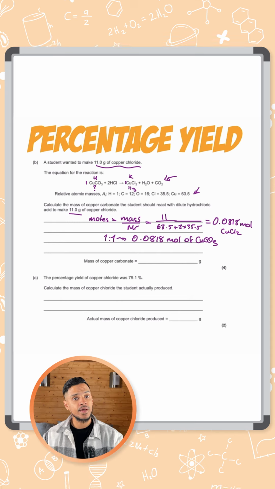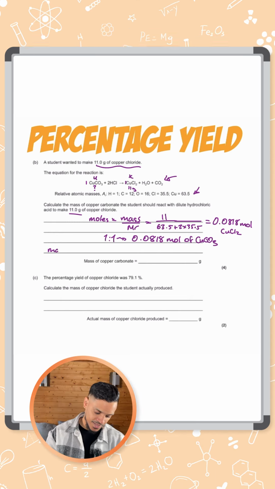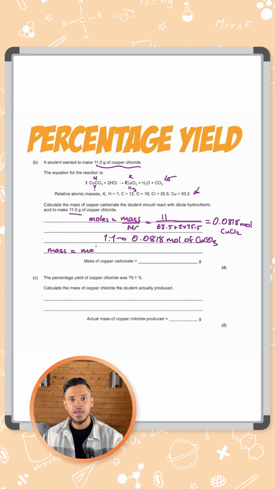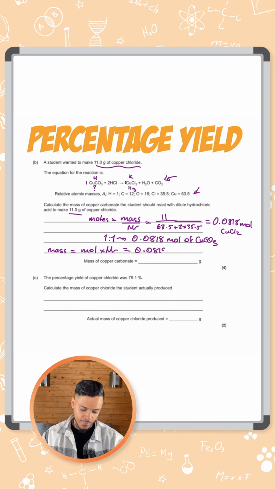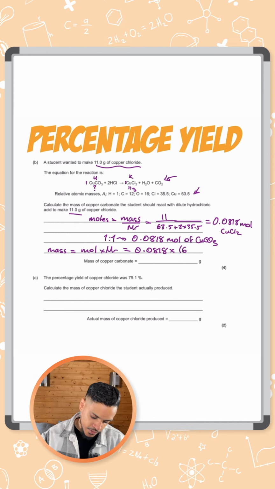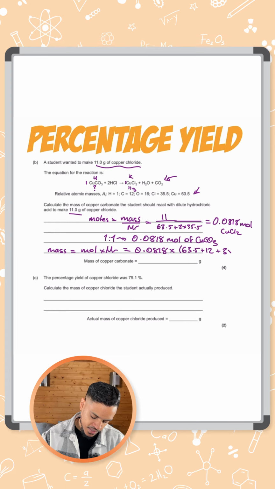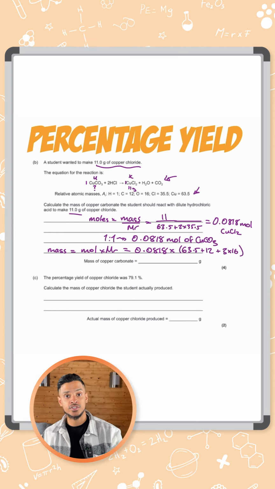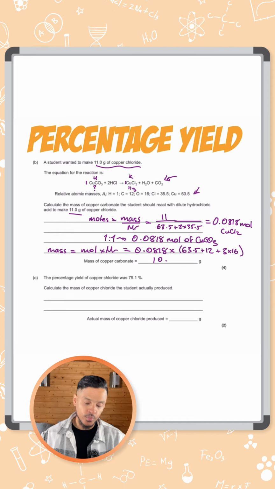Now we can work out the mass by using the equation, but this time we're going to rearrange it. So mass is equal to moles times MR. So we get our 0.0818 and multiply that by the MR of CuCO3. So that's going to be 63.5 plus carbon, which is 12, plus 3 times 16 for oxygen. Now put that all into your calculator and you should get the final answer, which is 10.1 grams.